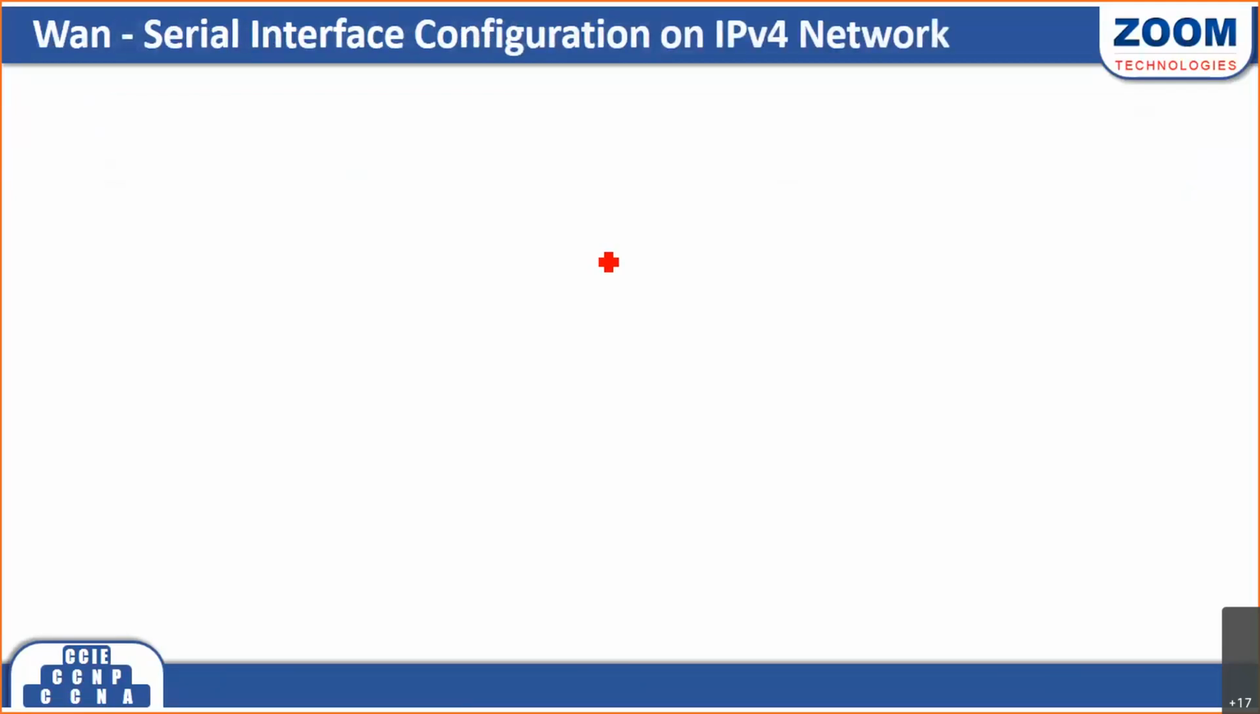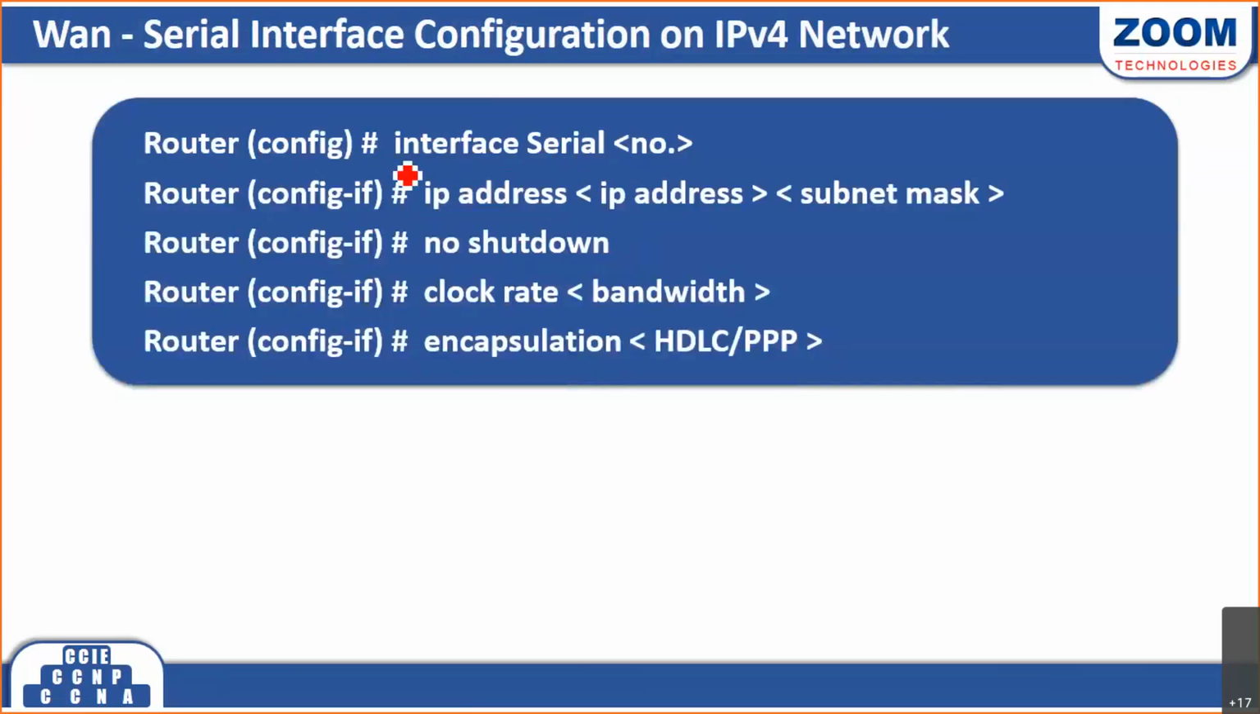WAN interface configuration commands: interface serial and number, IP address, subnet mask, no shutdown, clock rate, how much bandwidth you want to set, you can generate here, and encapsulation. So the clock rate command is only used if it is a DCE. Then you can use this command. If it's a DTE, it's not required.